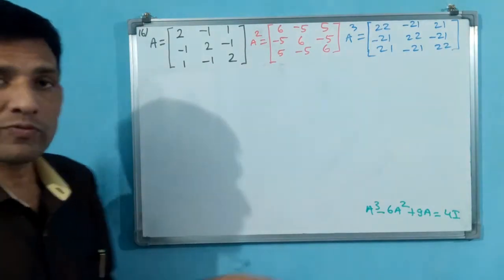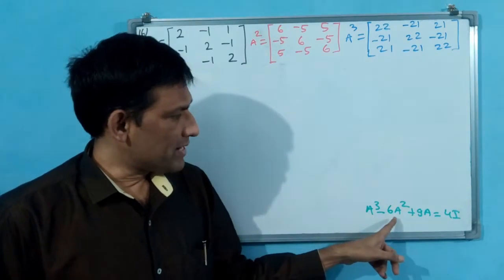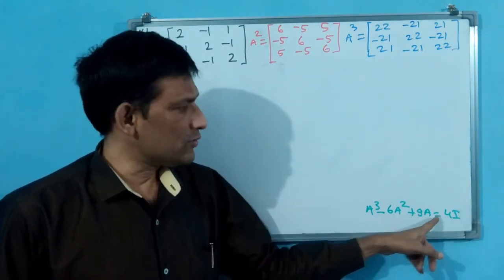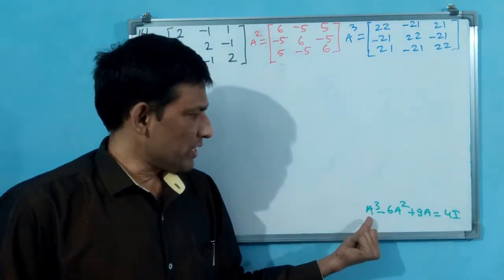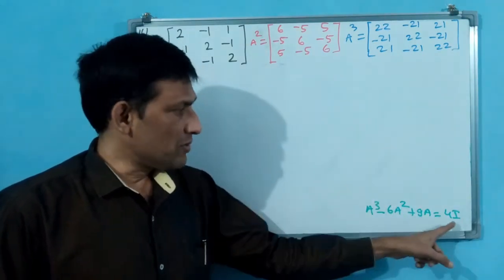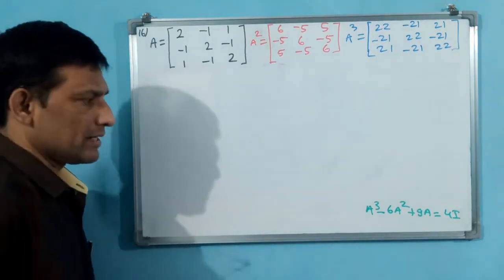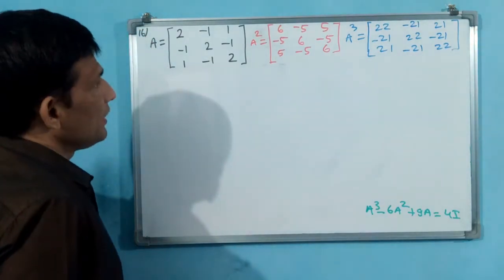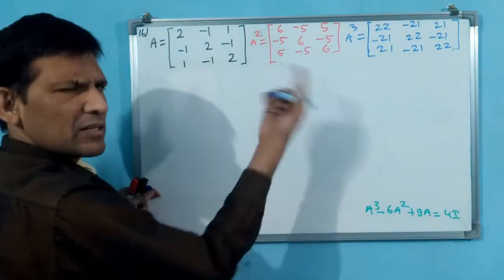Now what we have to do? We have to prove or show or verify A cube minus 6A square plus 9A minus 4I is equal to O, or that A cube minus 6A square plus 9A is equal to 4I. What do we do? Two terms we take. First we take A cube minus 6A square. Then we will add 9A to it. Then we will see whether it comes 4I or not. If 4I comes, hence proved, like that we can write. A cube minus 6A square I am taking, because 6A square means 6 times this one, which we can write easily.